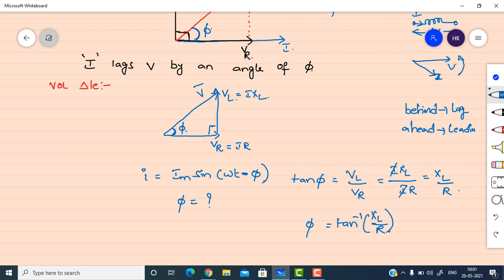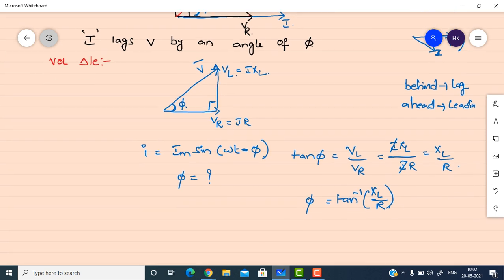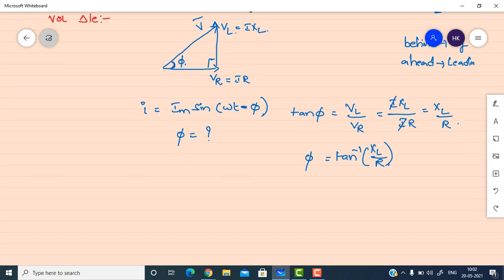So now the voltage triangle and phasor diagrams are over. Now let us see the power and the power triangle. How much power will the circuit consume? What is the average value of the power consumed by this circuit? So let's derive the equation for that.